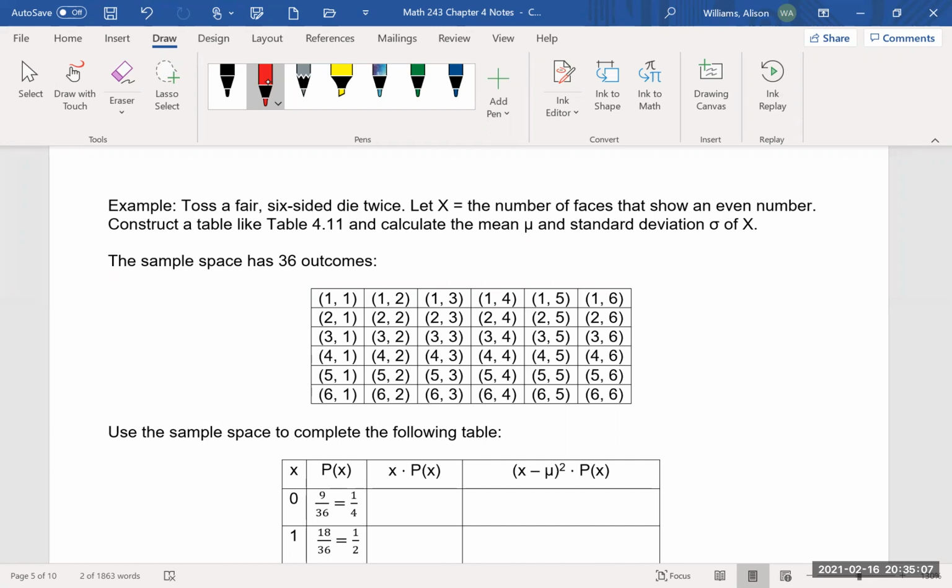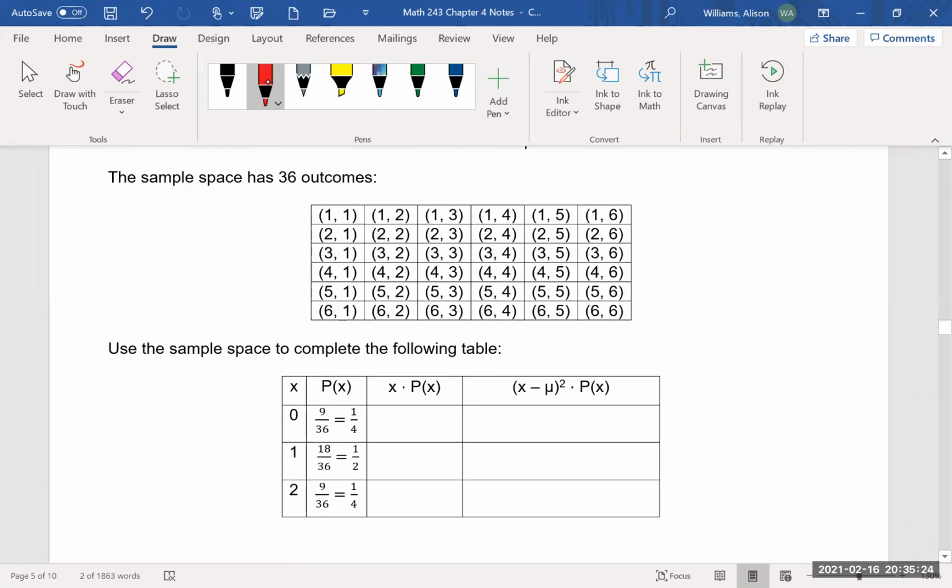So if you roll the die and maybe you get a 2 and a 3, then only one face shows an even number, right? Or maybe you get a 3 and a 3, then none of them have an even number. Or you get a 2 and a 2, and they both have an even number. So really, those are the only possibilities. And in fact, I went ahead and included that in the table down here. So 0, 1, and 2 were the possibilities. And counting up all of them that have 0, there are 9 of them out of the 36. 18 out of 36 have 1, and another 9 out of 36 have 2.